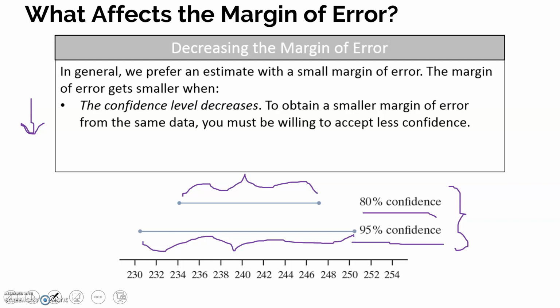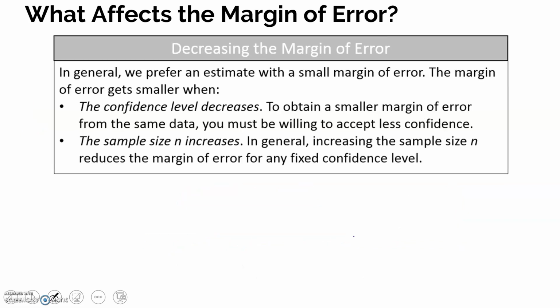All right, now a second way to decrease margin of error is to up your sample size. So if you increase the sample size, you can get a lower margin of error. So let me summarize that with some diagrams here. So if you want to decrease margin of error, you can decrease your confidence level, your C level.